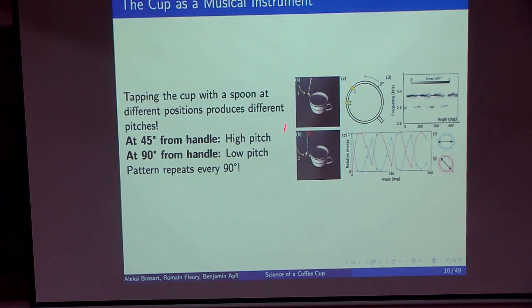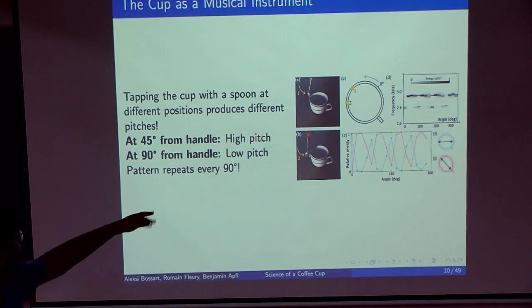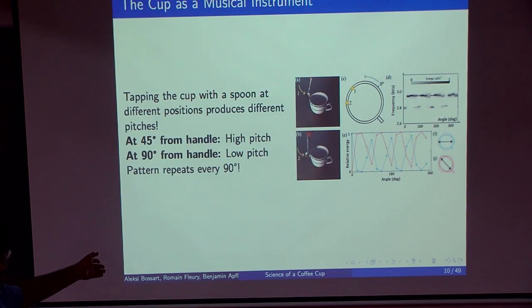Yeah, let's talk about this one. This is also a topic for a Kevin Howe problem. Again, we are given a cup. If we tap 45 degrees from the handle, we get a high pitch, and at 90 degrees from the handle, we get a low pitch. And this pattern repeats every 90 degrees. I can keep doing 45, 45, 90, 90. I'll get the same pattern, as we can see on graph C.